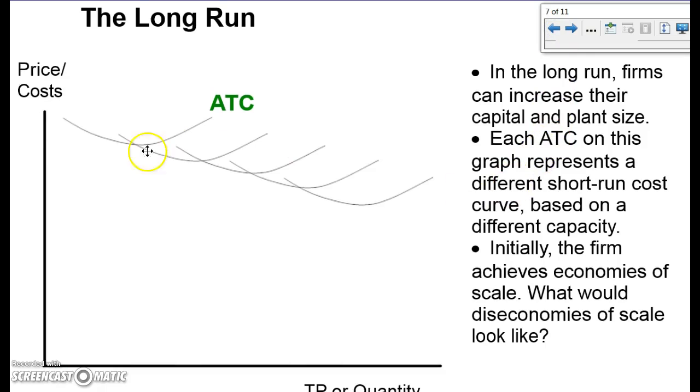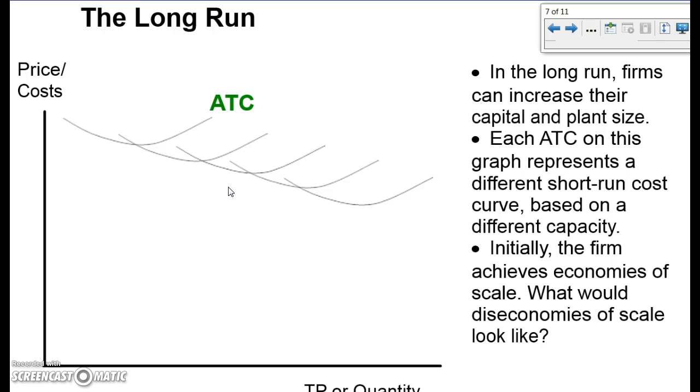What diseconomies of scale would look like, if you can follow this cursor for a moment: economies of scale are when the ATC is dropping as you expand output. Diseconomies of scale would be when it starts to go back up. So rather than calling that diminishing marginal returns, it's diseconomies of scale, and it's not caused by being in the short run with a limited factory size. What it is caused by is inefficiencies of getting too large.